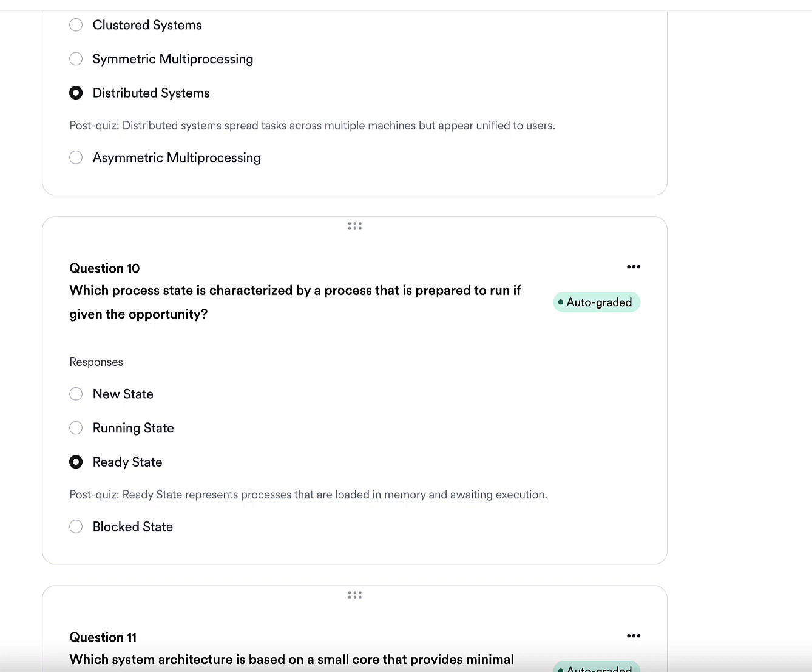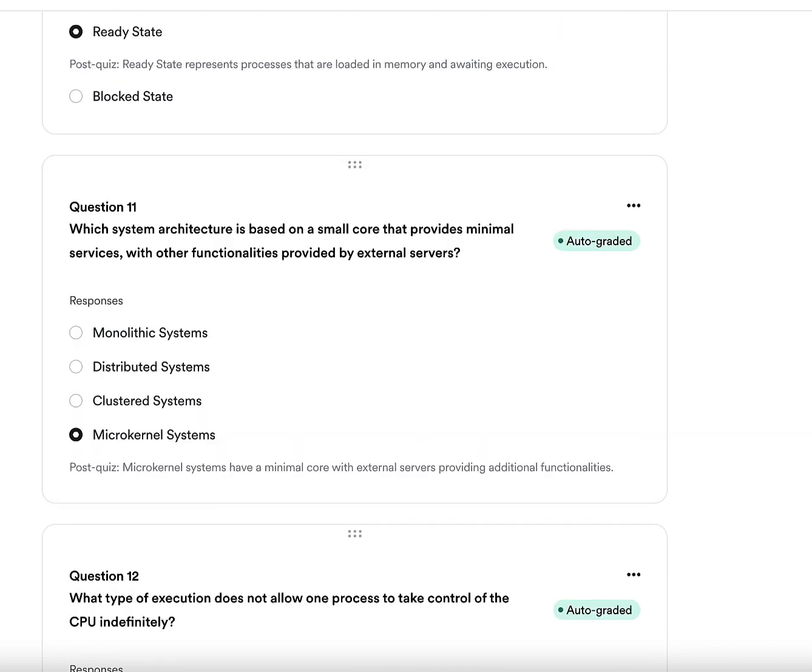So what it comes down to is if a process state is characterized by a process that is prepared to run if given the opportunity, it's A, new state, B, running state, C, ready state, or D, block state. And to put them in coach, the answer is C, ready state. A ready state represents a process that is loaded in memory and awaiting execution.